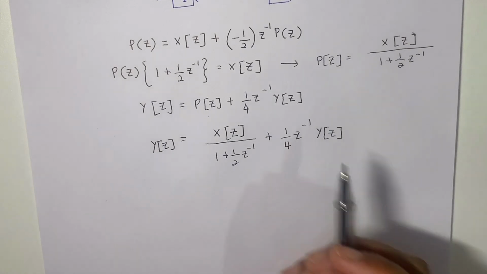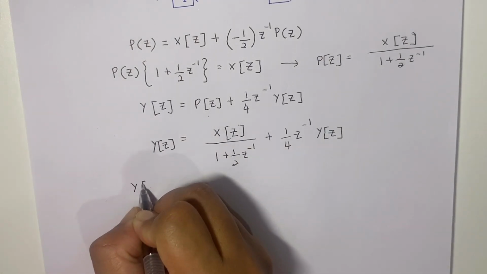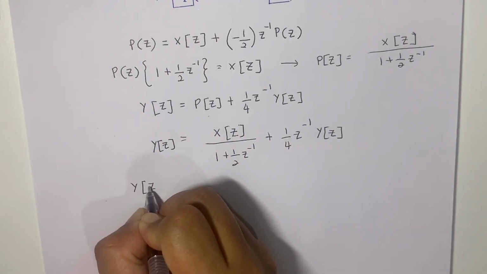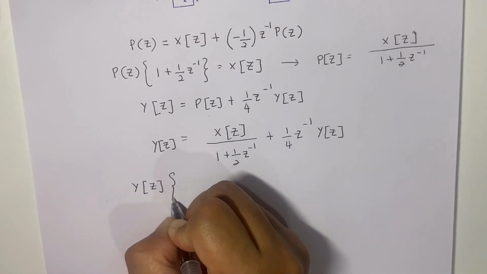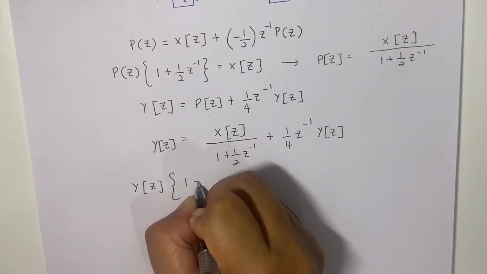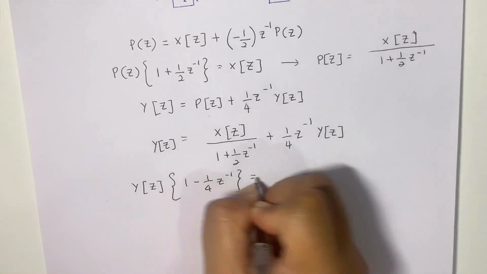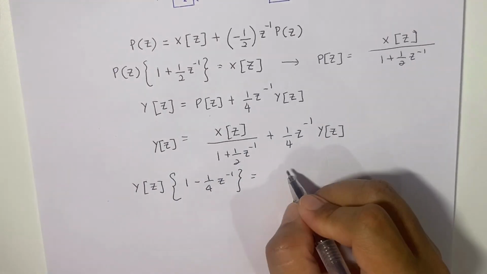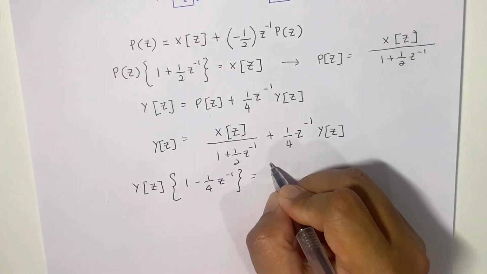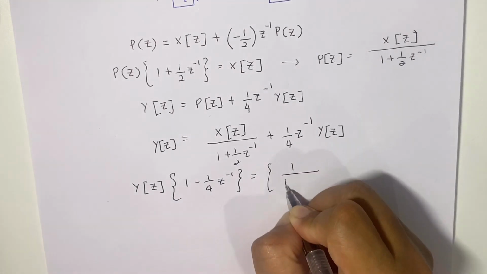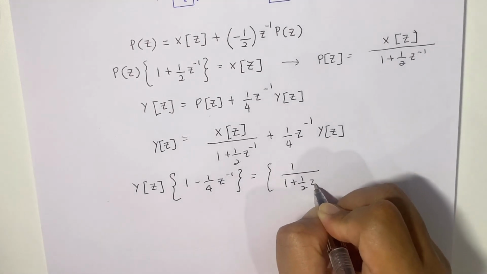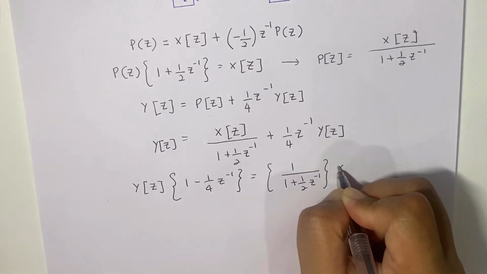Okay, so I will put Y(z) at the left side and then I will factorize. Y(z) equal to 1 over 1 plus 1 over 2 z to the power of negative 1, X(z).